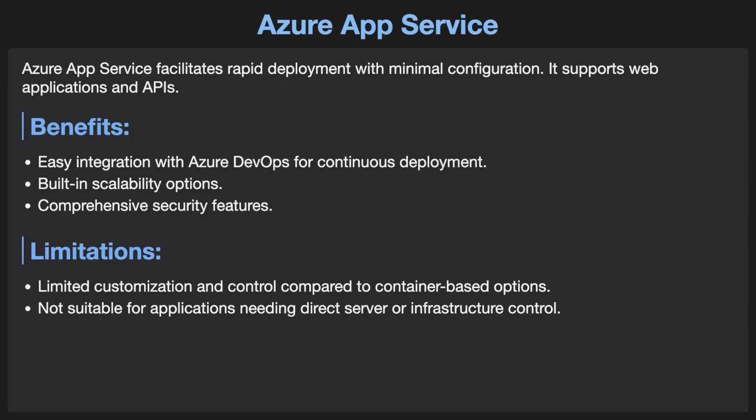Azure App Service facilitates rapid deployment with minimal configuration. It supports web applications and APIs. Benefits: easy integration with Azure DevOps for continuous deployment, built-in scalability options, comprehensive security features. Limitations: limited customization and control compared to container-based options. Not suitable for applications needing direct server or infrastructure control.